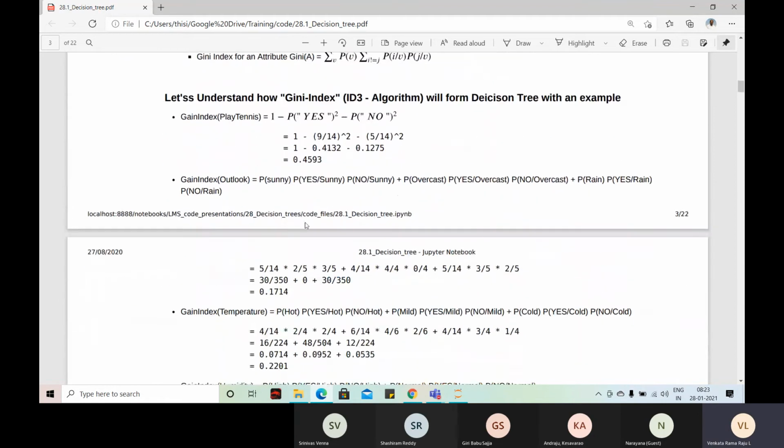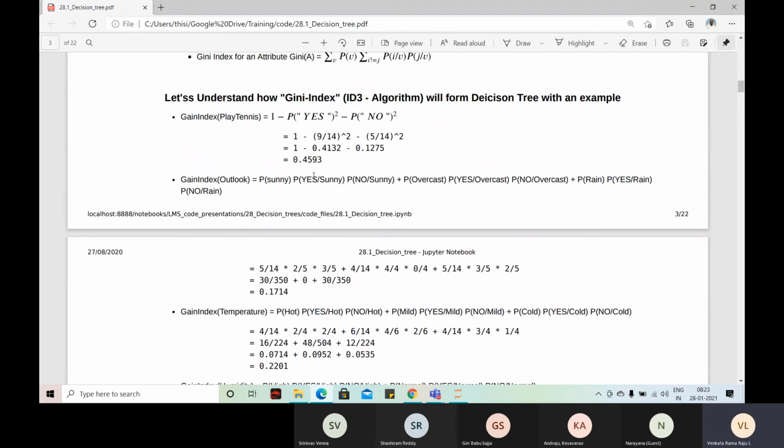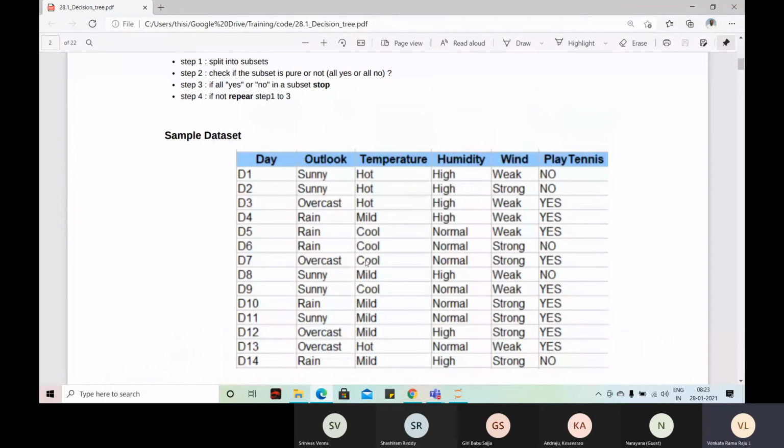Now yes given sunny. What we want to see is, when it is sunny, how many times it is yes. These two are sunny, these two are sunny, and this is sunny. Is this yes here? No. One place it is yes, another place it is yes. Out of 5 times, 2 times it is yes.